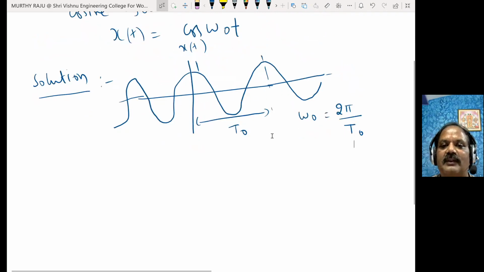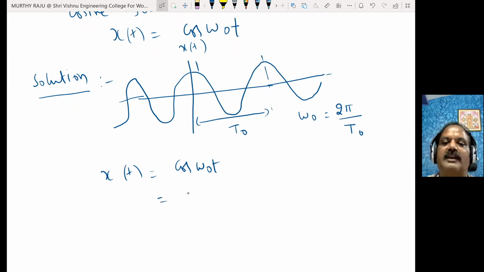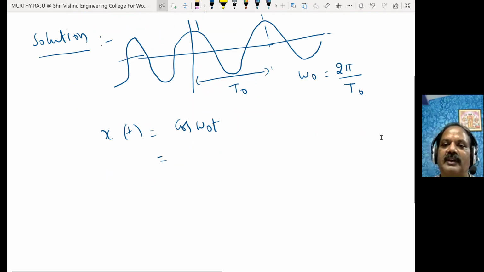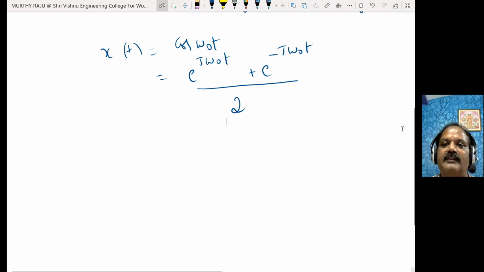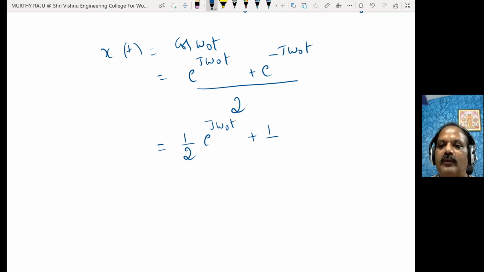Consider x of t is equal to cos omega naught t. Cos omega naught t is converted into e power functions: e power j omega naught t plus e power minus j omega naught t, by 2. That is equal to 1 by 2 e power j omega naught t plus 1 by 2 e power minus j omega naught t. This is equation 1.